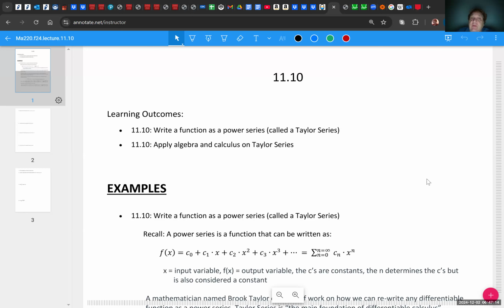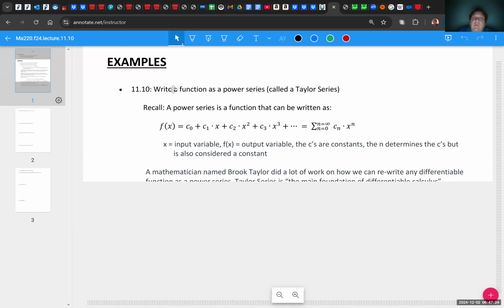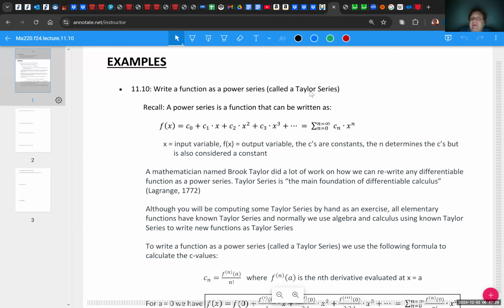Okay, so let's look at some basic ideas of what a Taylor series is. And that's right down here. We're going to learn how to write a function as a power series. That's called a Taylor series. A power series, which we studied in the previous section, looks like a constant plus a constant times x plus a constant times x squared. That's a power series, also known as a polynomial.